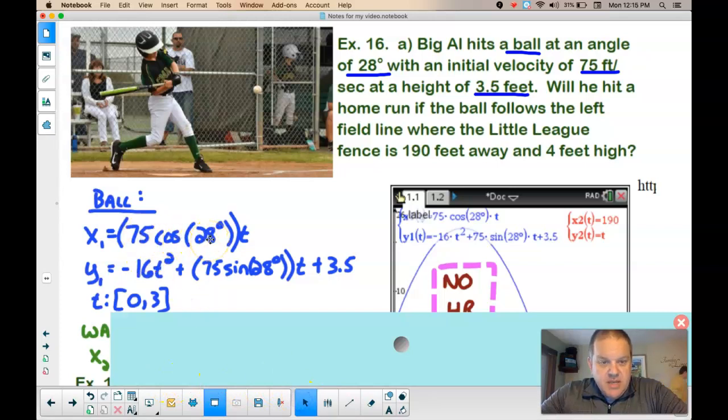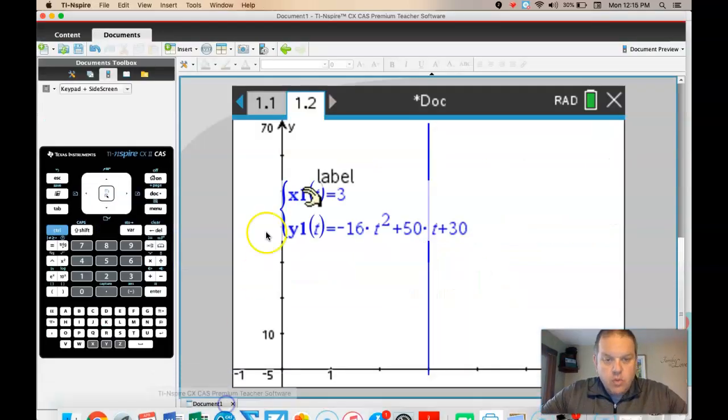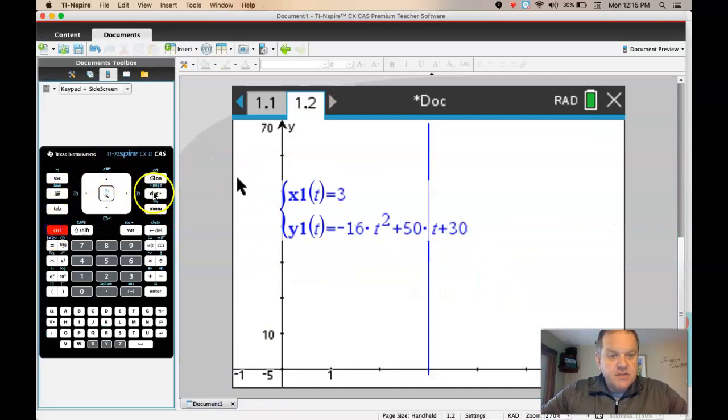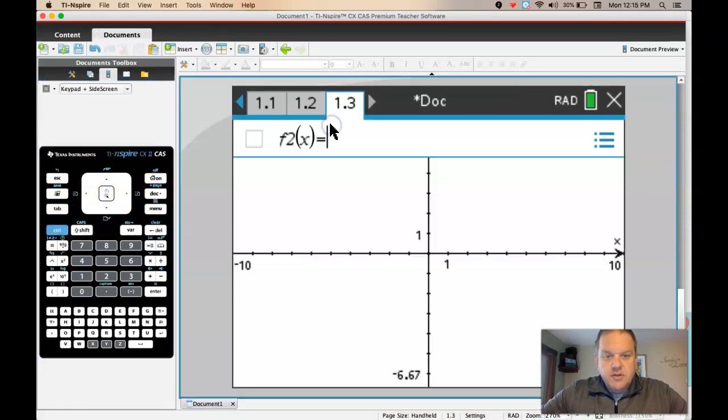28 degrees is my initial angle. So that's why we got 75 cosine of 28 degrees times t. Negative 16t squared plus 75 sine of 28 degrees t plus 3.5 would be the vertical component. And I just chose 3 seconds for the ball being in the air. We'll be able to see that when we get to our function. When we graph this function, let's graph this function right here.